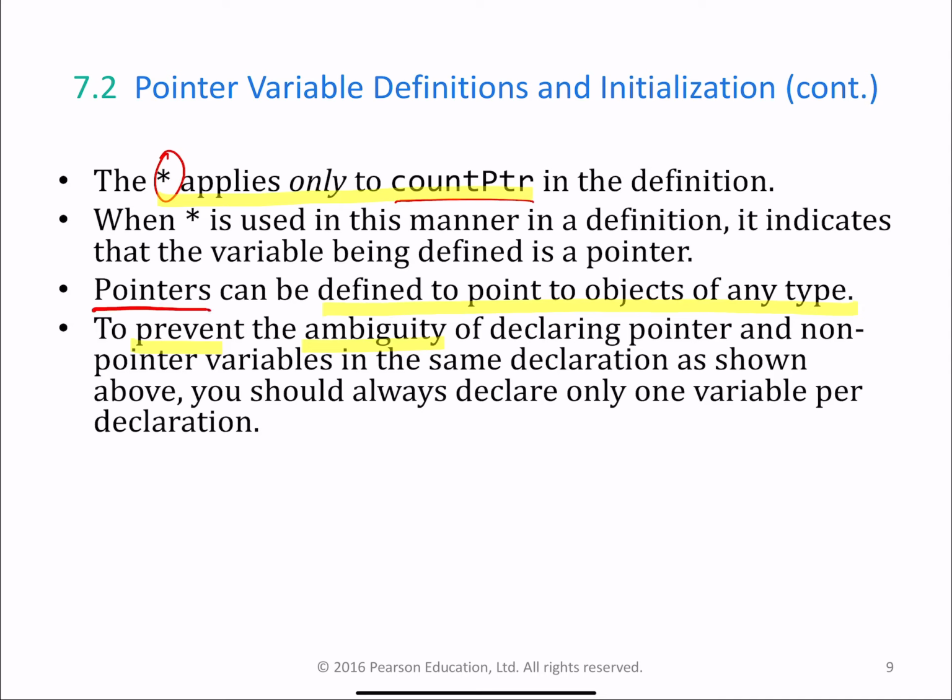Pointers can be defined to point to any type of object. Now, at this point, with us learning C, you don't even know yet what an object is. An object has a very specific meaning, and we'll get to that at the very end of this course, hopefully, when I introduce you to object-oriented programming. But so far, that's outside the scope of this course.